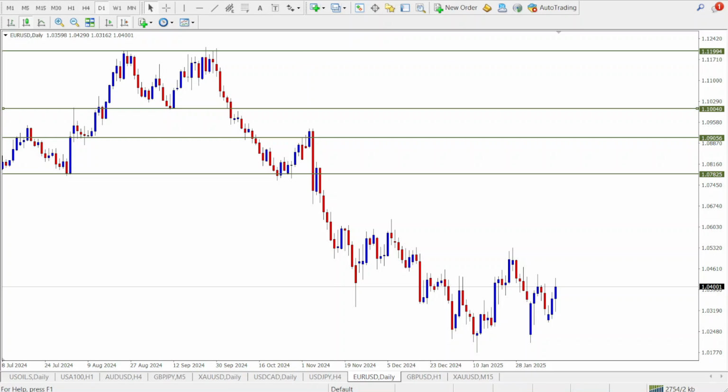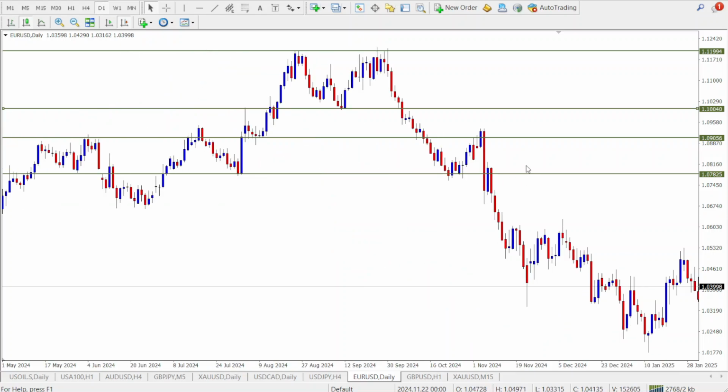For beginners, one of the easiest ways to spot these levels is to look for areas where price has bounced multiple times in the past, at least 2 times. Once you mark these zones, you'll have a clear idea of where price might react again. Let's say price approaches a strong support level. You don't just enter a trade blindly. You wait for confirmation, which leads us to the next step, candlestick patterns.